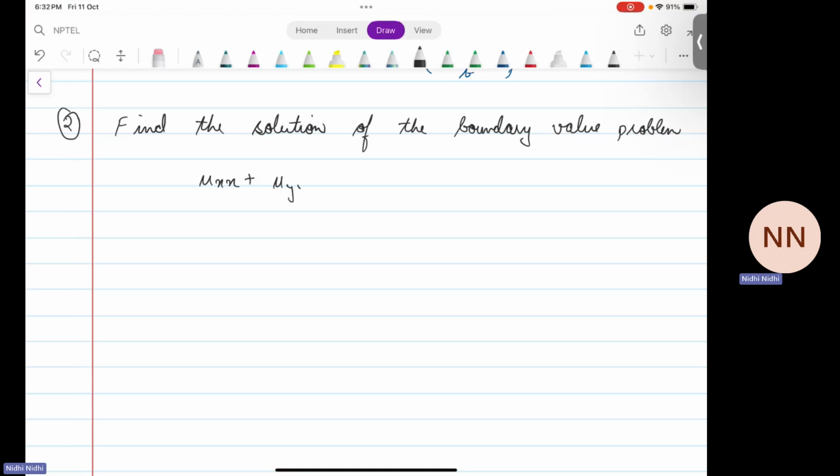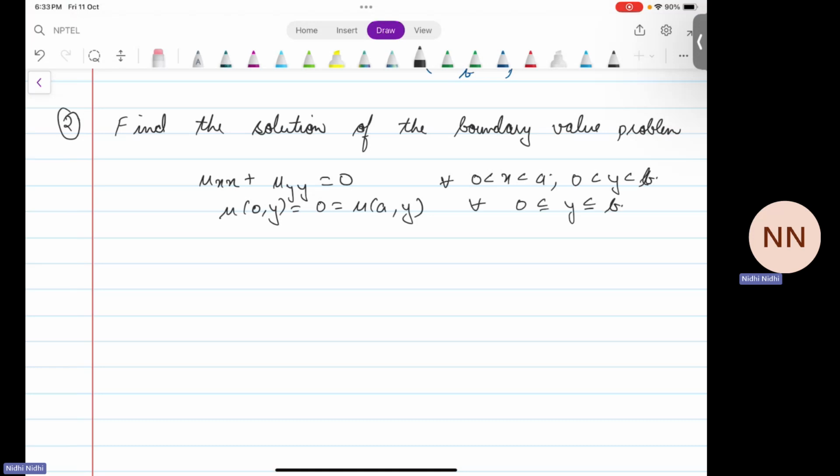u_xx plus u_yy equals 0 for every 0 less than x less than a, 0 less than y less than b, along with the boundary conditions u(0,y) equals u(a,y) for every 0 less than or equal to y less than or equal to b, u_y(x,b) is equal to 0 for every 0 less than or equal to x less than or equal to a, and u(x,0) is equal to 100 for every 0 less than or equal to x less than or equal to a.